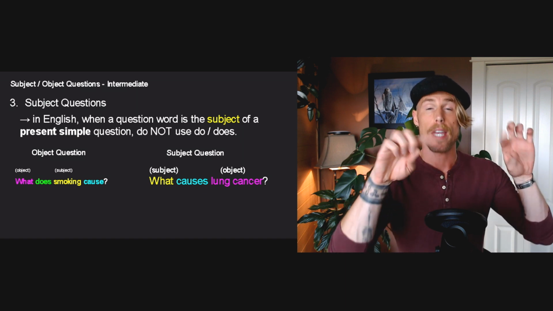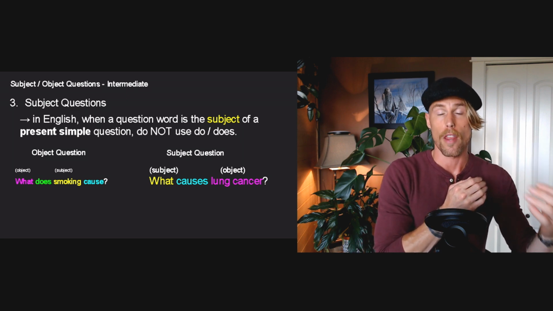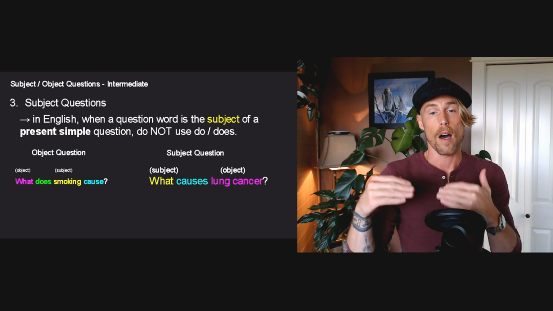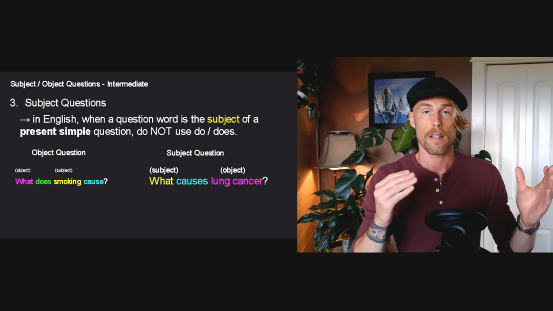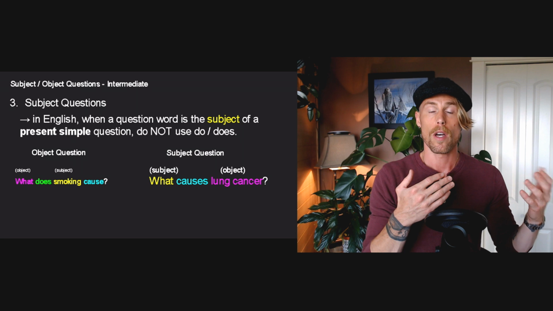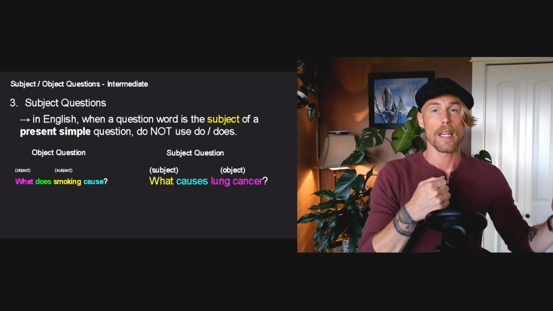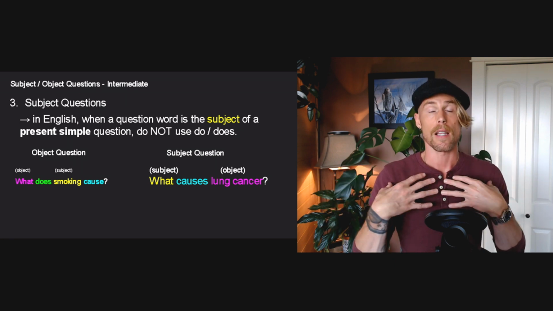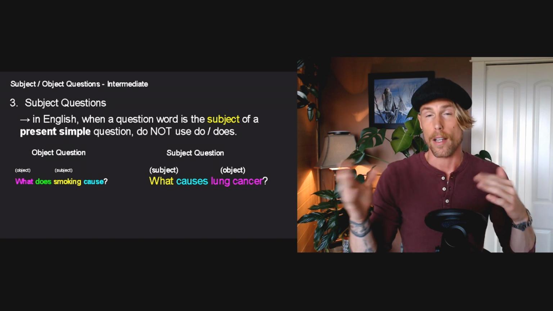Notice that smoking, the subject, is in the question of the object question. And smoking is not in the question of the subject question. So in the object question, we know what the subject is. The subject is smoking. But we don't know what the action of smoking causes. In the subject question, we do know what it causes, lung cancer, but we don't know what it is, what is the cause of the lung cancer.